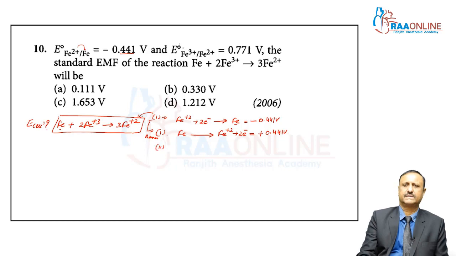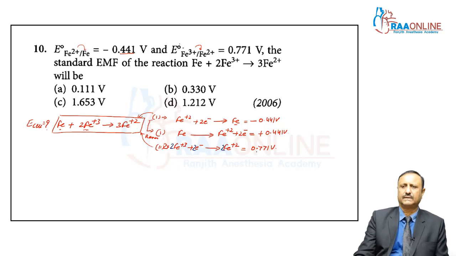Now we take the second reaction, Fe3+. My dear students, this Fe3+ is on the reactant side, and it accepts 1 electron to convert into Fe2+, because this reaction is given with this EMF. This is 0.771 volt. Here you can see 2 Fe3+ is present in the reaction, so this is multiplied by 2. When you multiply by 2, 2 Fe3+ plus 2 electrons gives 2 Fe2+.